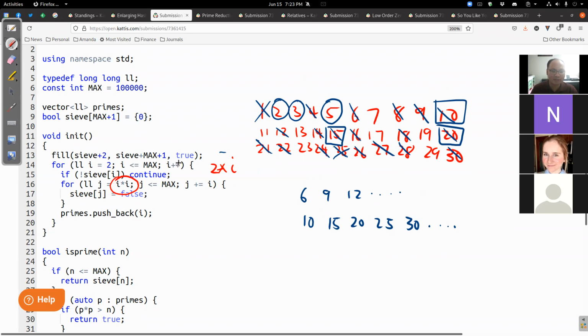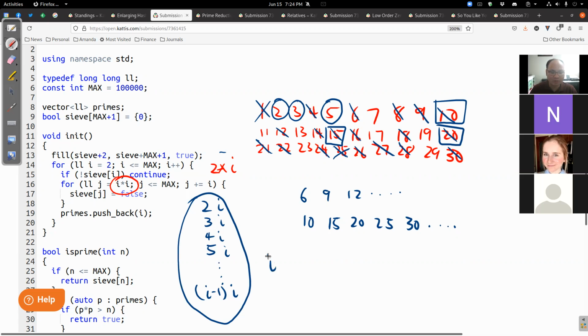And it turns out that when the prime is i, then 2i, 3i, 4i, 5i, whatever, up to (i minus 1) times i, all of these have been crossed out already. The next one that you have to cross out is i times i. Why is that true? Because 2 times i is also a multiple of 2, so it has already been crossed out when you looked at 2. 3 times i has already been crossed out when you looked at multiples of 3. 4 times i is actually a multiple of 2, so it has already been crossed out, and so on. So the first one that you actually have to look at is i times i.